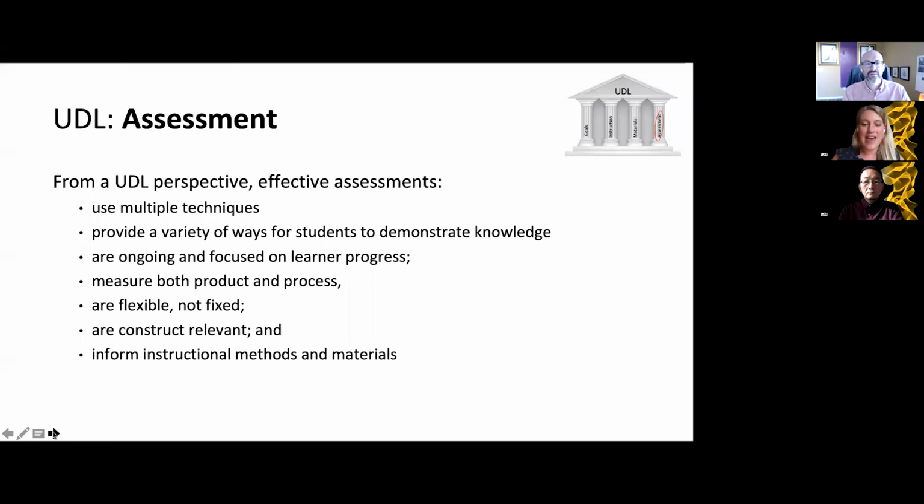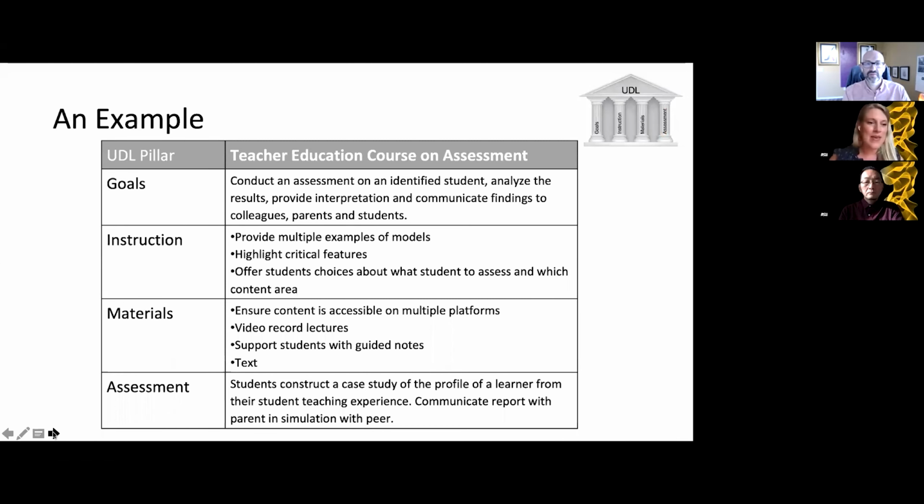On this next slide, I have a little bit of an example. So for example, I shared earlier that I am a teacher of teachers. So I prepare teachers to teach students with disabilities. And currently I'm teaching an advanced assessment course, an advanced methods course.